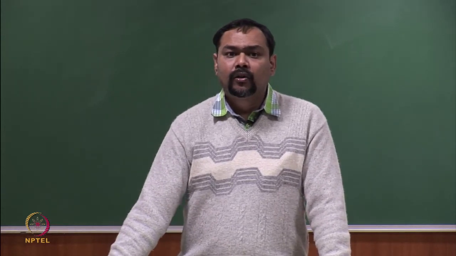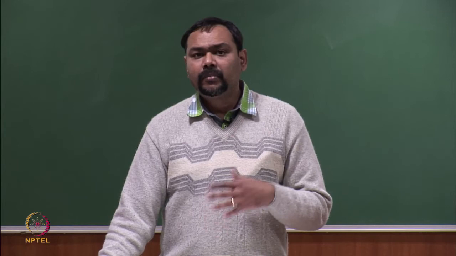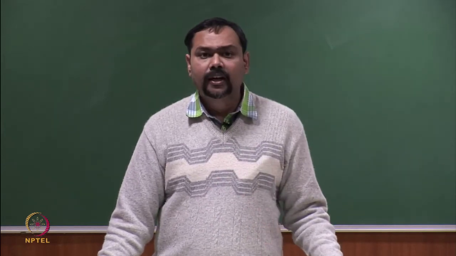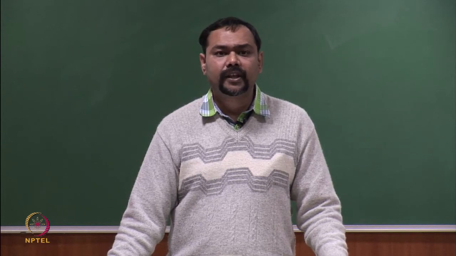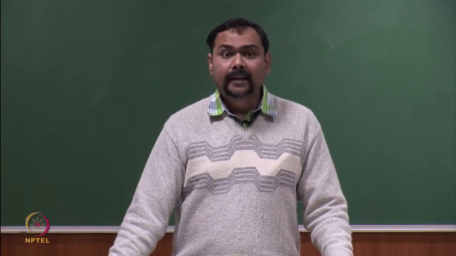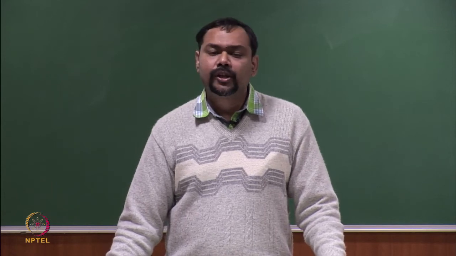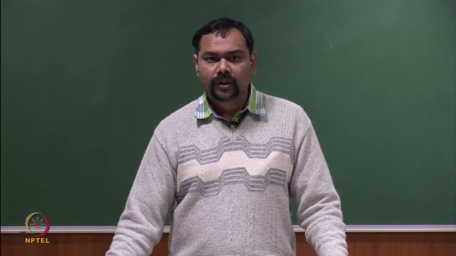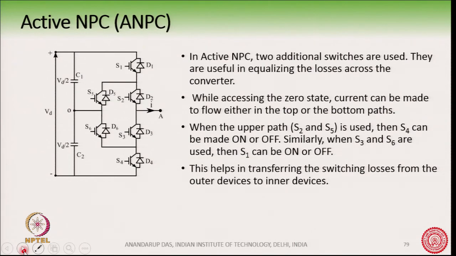So then what happens is, over time the temperature of S1 and S4 becomes more than the temperature of S2 and S3. So, active NPC was proposed in order to equalize the loss distribution. Okay. So, what happens in an active NPC? The circuit topology on this side remains the same, whereas here we have two additional switches, and these two switches are used in equalizing the losses.